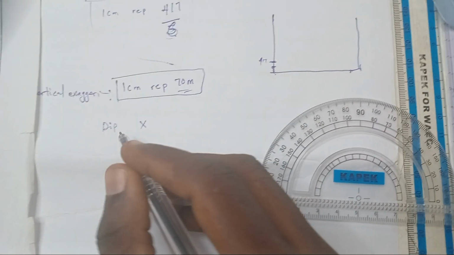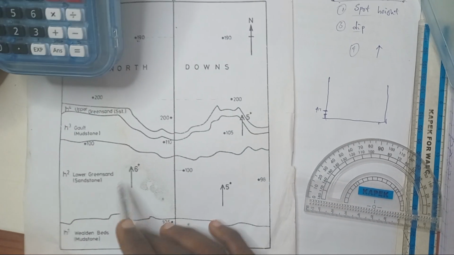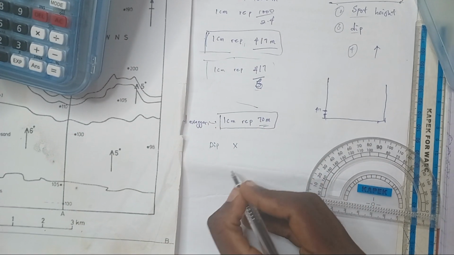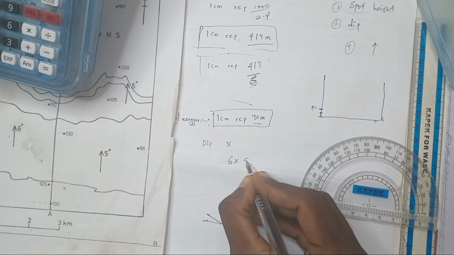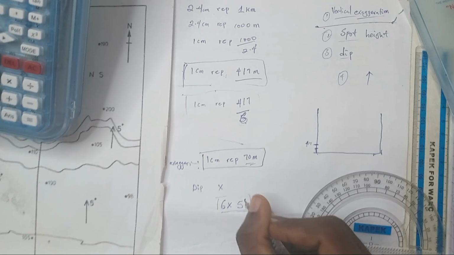If you want to exaggerate, for example in this map, the highest dip angle is 6. So either 6 or 5 degrees, you multiply by 5 so that it becomes big. 6 times 5 degrees, that's what?